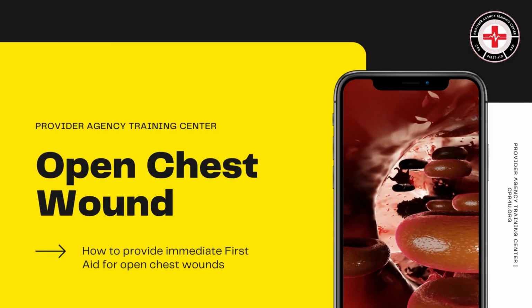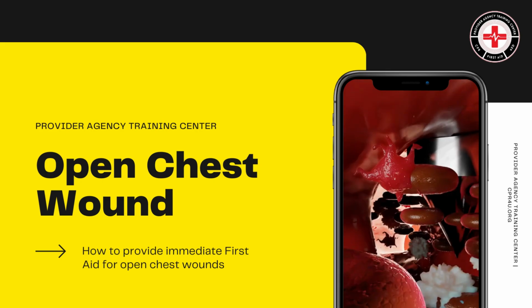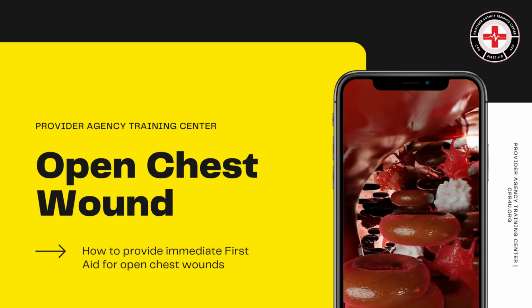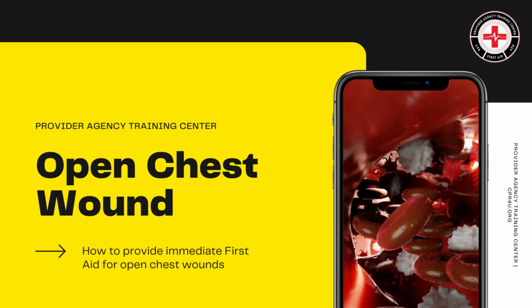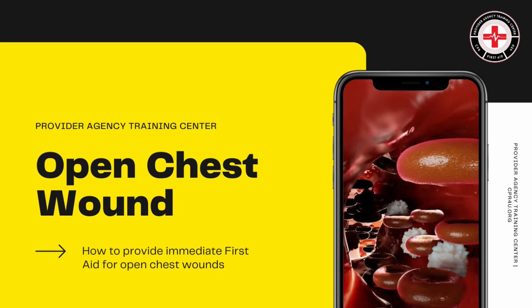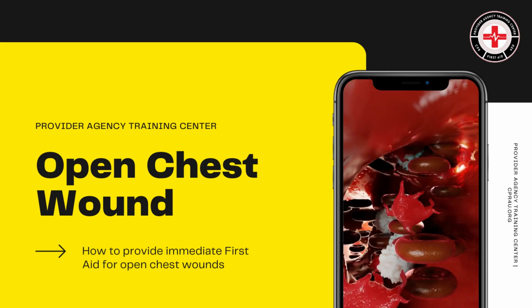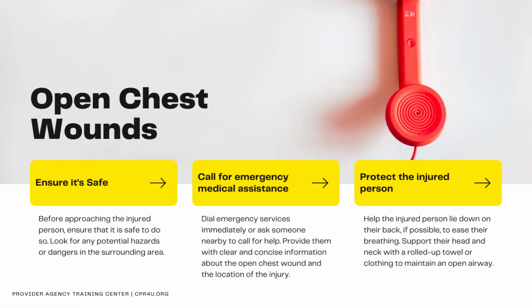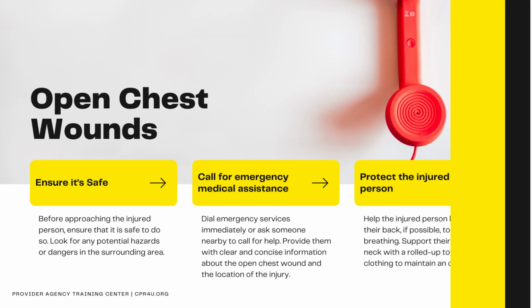Welcome to this section on open chest wounds. In this training, we will discuss how to provide immediate first aid for open chest wounds, which are serious injuries that expose the internal structures of the chest. Before approaching the injured person, ensure that it is safe to do so. Dial emergency services immediately or ask someone nearby to call for help. Help the injured person lie down on their back, if possible, to ease their breathing. Support their head and neck with a rolled-up towel or clothing to maintain an open airway.